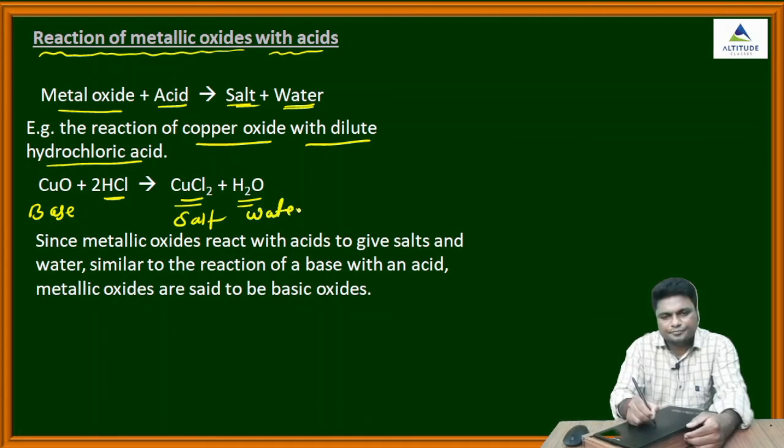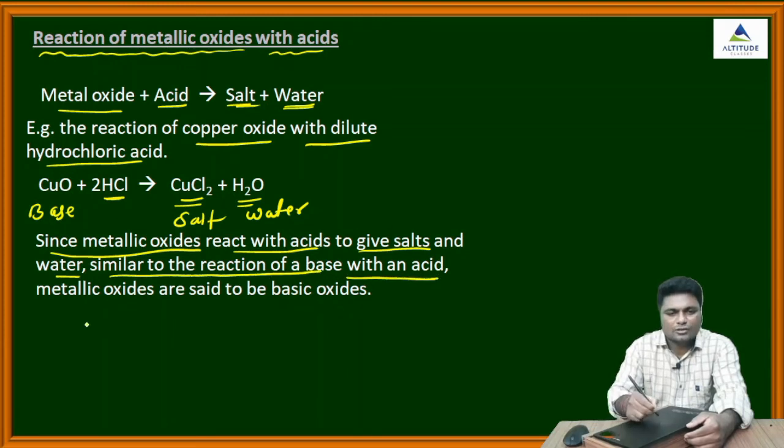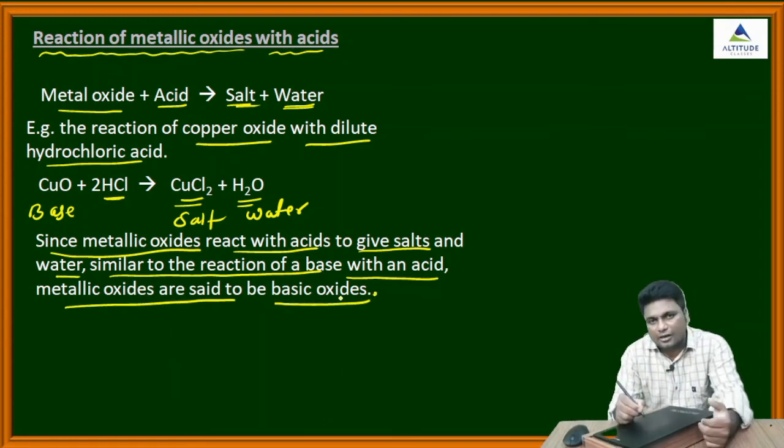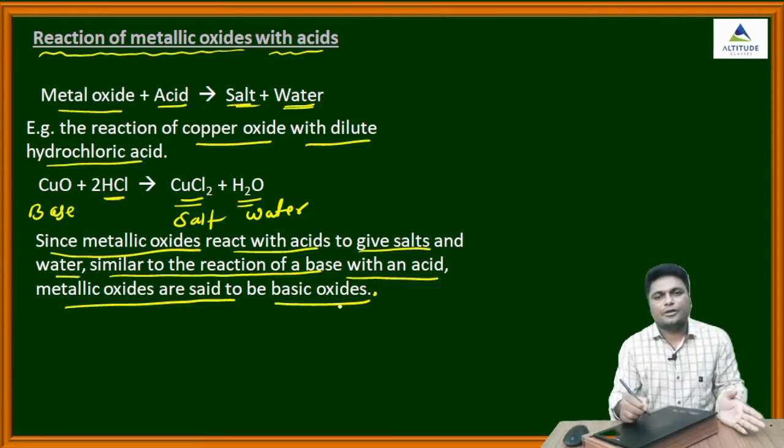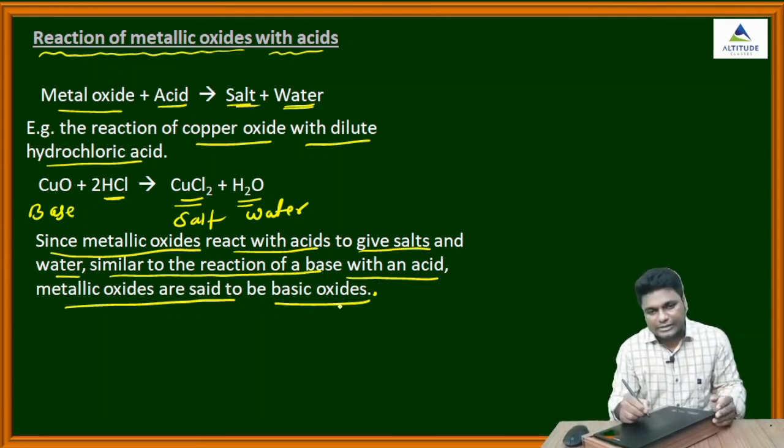Clear? So it means, since metallic oxides react with acids to give salt and water, this reaction is similar to the reaction of base with acid. That's why metallic oxides are said to be basic in nature. That's why they react with acid and produce salt and water. So keep in your mind, metallic oxides are basic in nature.